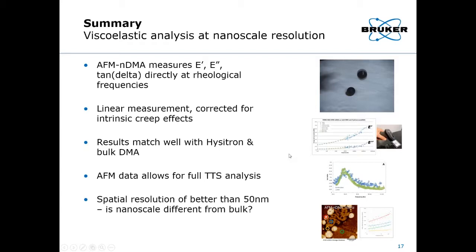Finally, Professor Nakajima's results show that there are differences between bulk and nanoscale viscoelastic behavior. AFM brings the possibility of doing these measurements with a resolution of better than 50 nanometers to understand the differences and to explore where they're coming from.